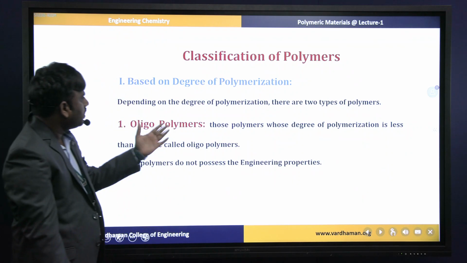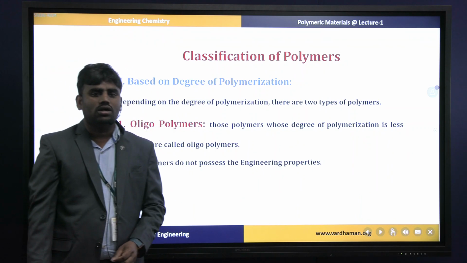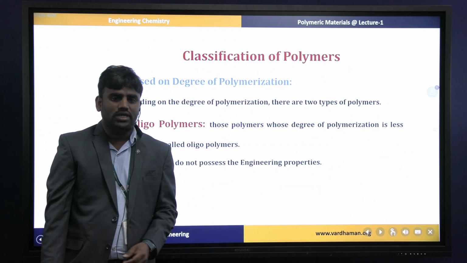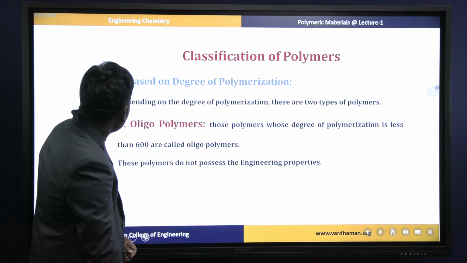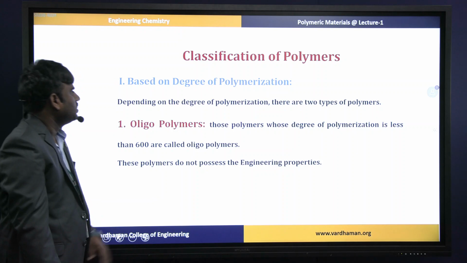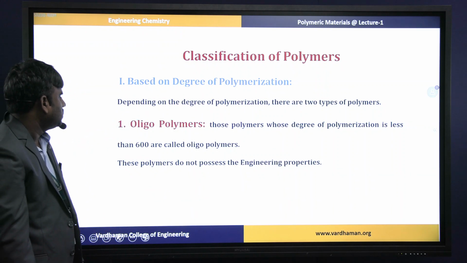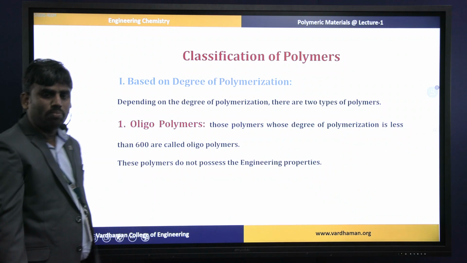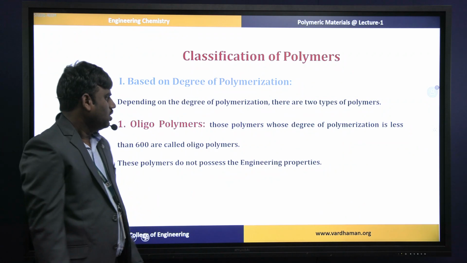Next, classification of polymers. We already know one classification, that is based on origin. Polymers are classified into two types: natural polymers and synthetic polymers. And another classification is based on the degree of polymerization. Polymers are again classified into two types: oligopolymers and high polymers.